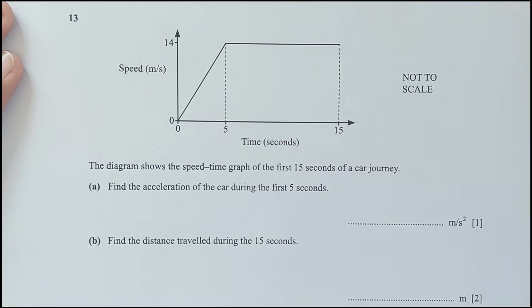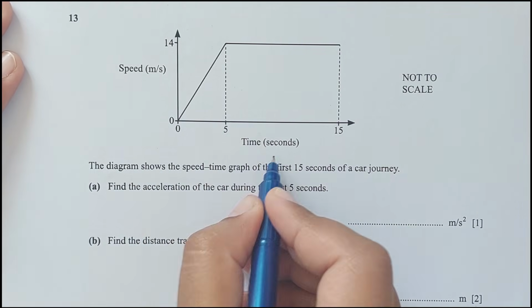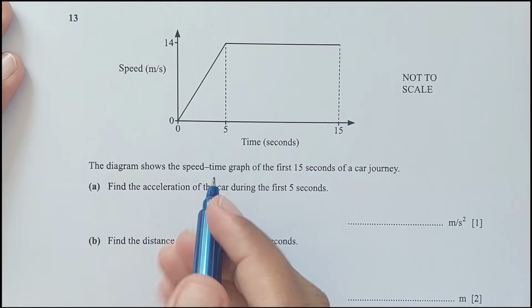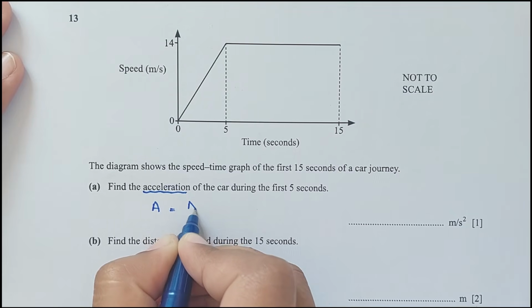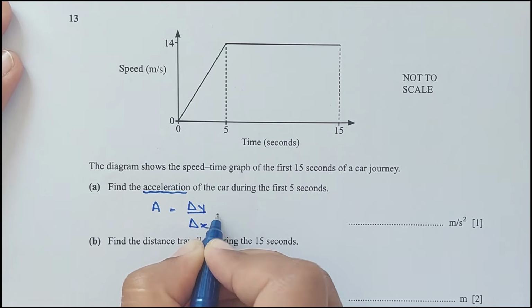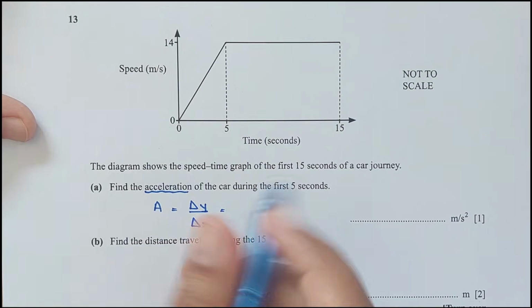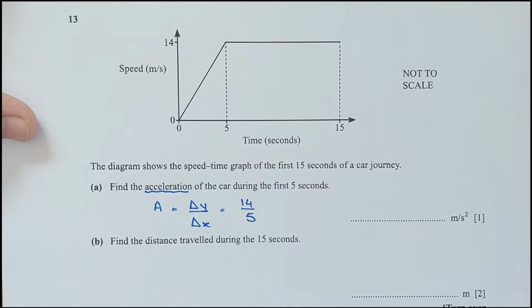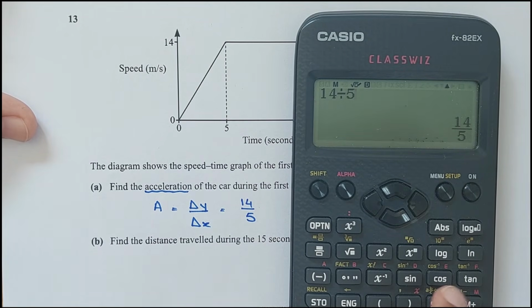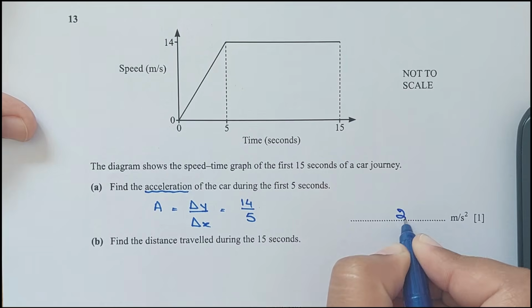All right. Question number 13. The diagram shows the speed time graph of the first 15 seconds of a car's journey. Part A, find the acceleration of the car during the first 5 seconds. So first 5 seconds for speed time graph, acceleration is basically the gradient. So the gradient is acceleration, we can say change in y value over the change in x value. Okay, the y value is 14 and the x value is 5. So this is 14/5, or we can take 14 divided by 5. This is 2.8 meter per second square.